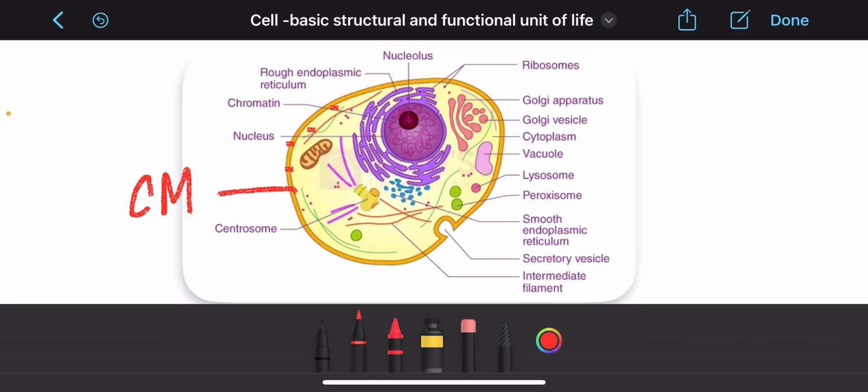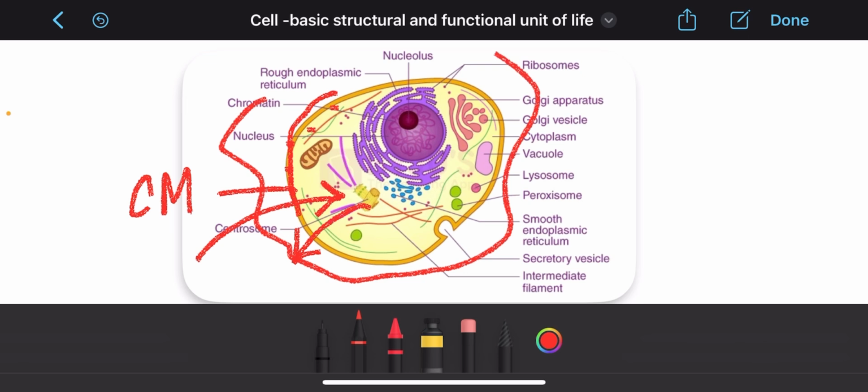It is a living membrane and a semi-permeable membrane. That means it is going to allow certain substances to come in and go out of the cell. It separates the cell contents from the surroundings, and it is also responsible for maintaining the shape of the cell.